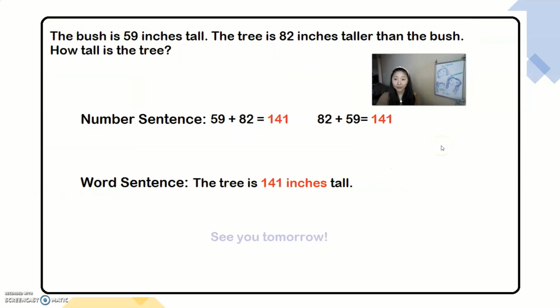Alright, how did it go? I really hope that you looked back at the problem from Ms. Hildebrand and I about sit-ups to solve this problem that you did. Our number sentence is 59 plus 82 equals 141. Or you can flip them around because we're doing addition. 82 plus 59 equals 141. And the tree is 141 inches tall.